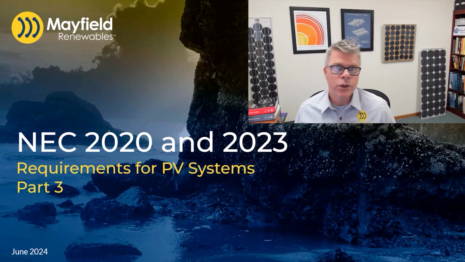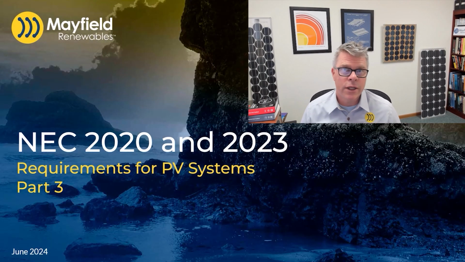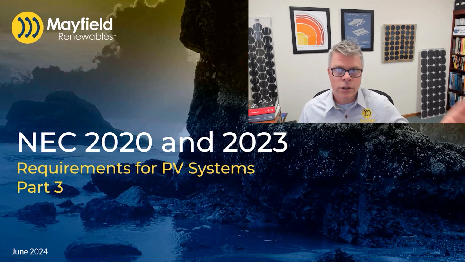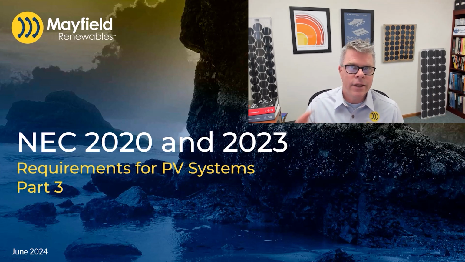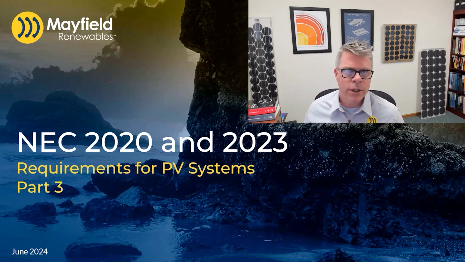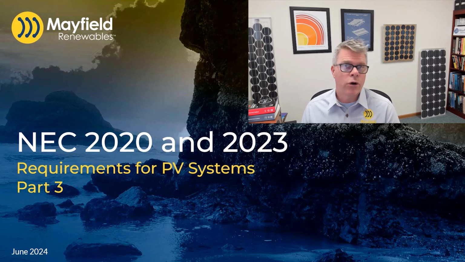All right, welcome to our third part on the National Electrical Code and Photovoltaic Systems. This is the course from Mayfield Renewables. In the previous two parts, we went into the beginning parts of code and then went through Article 690. In this one, we're going to continue in with code. We're going to start with Article 691, and then we'll spend the bulk of our time in Article 705.